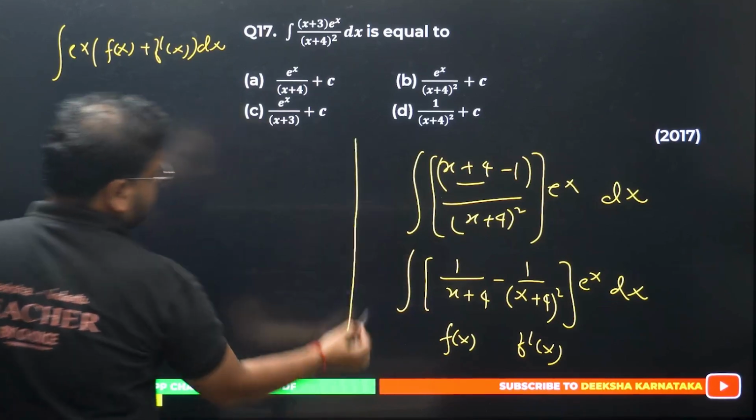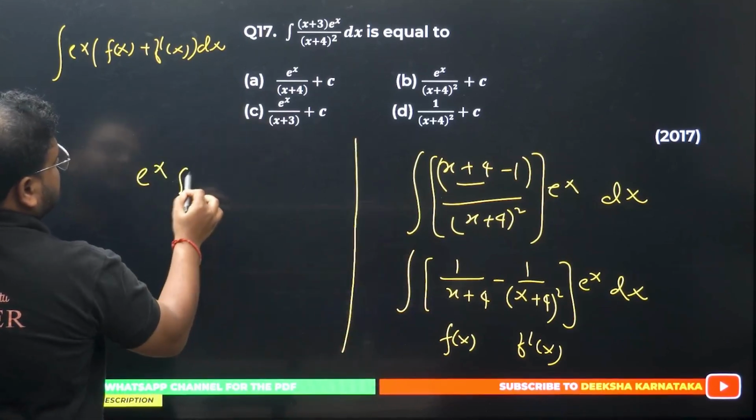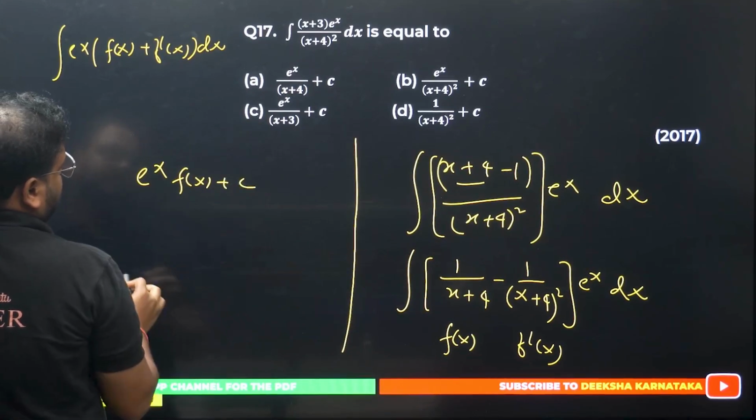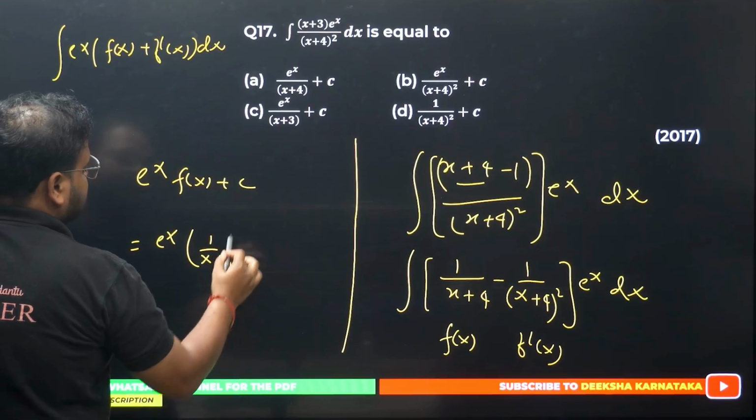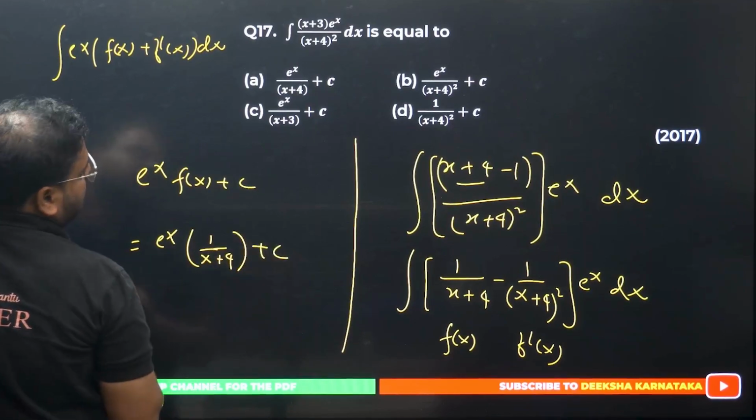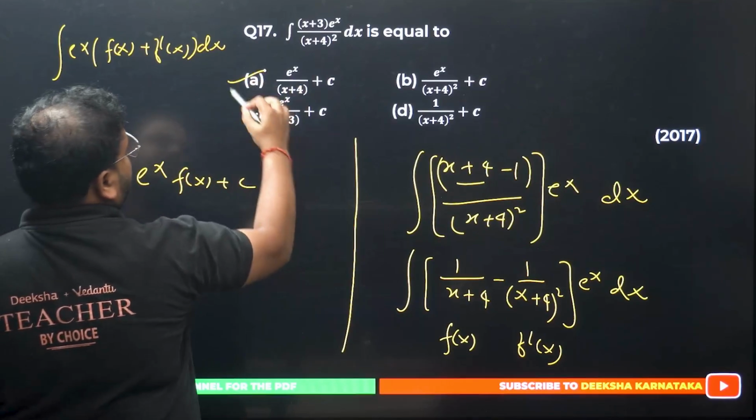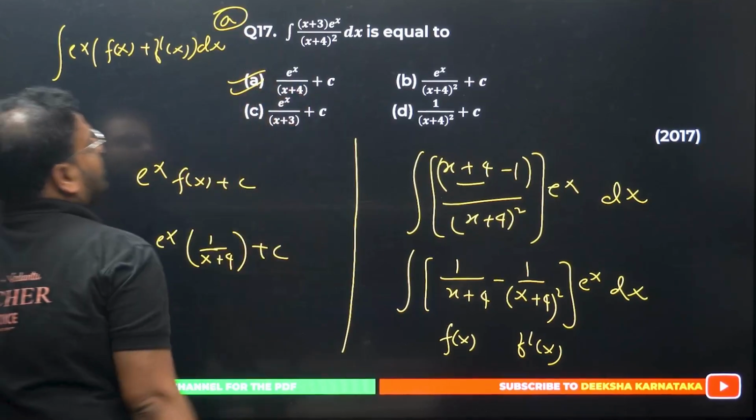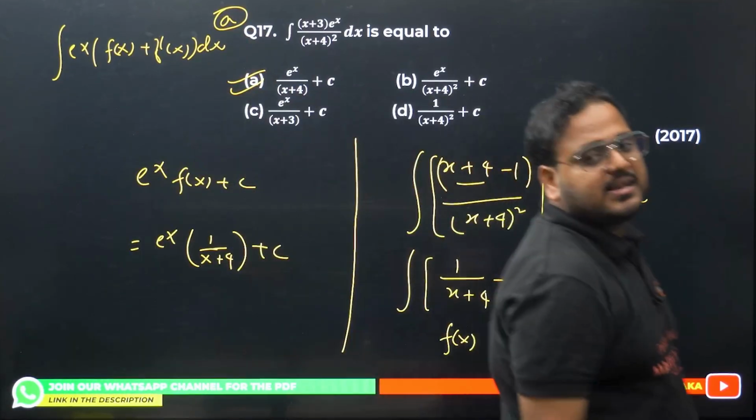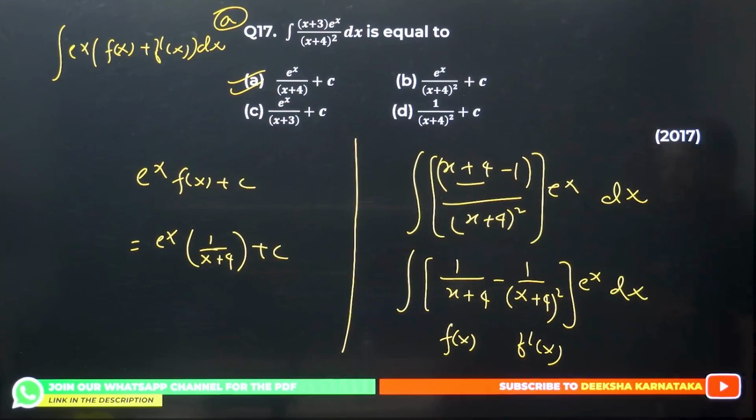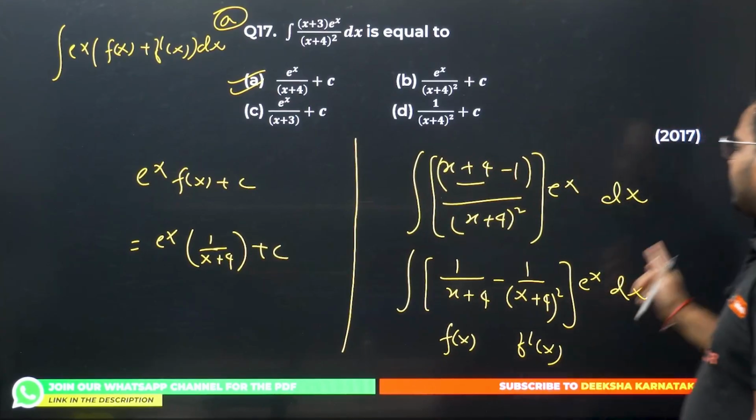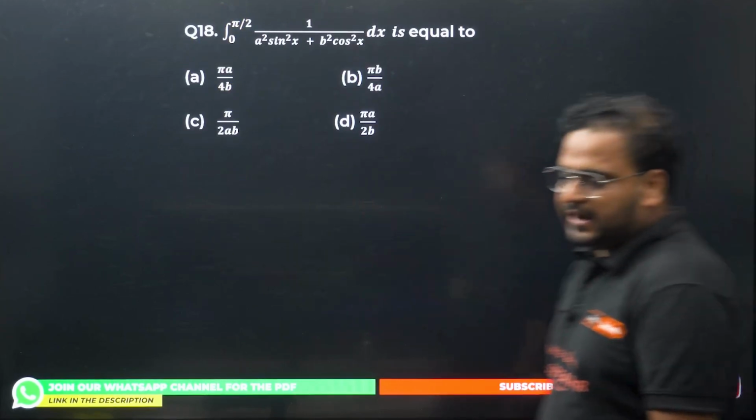What is the answer? The answer is e power x f of x plus c. So e power x 1 upon x plus 4 plus c. Option is A, I guess. Yeah, option A is correct. E power x, x plus 4 in the denominator, plus c. Done. Please check. Question number 18 now.